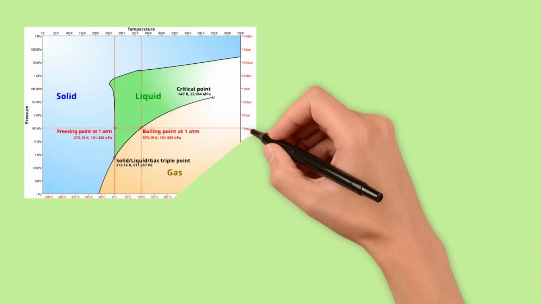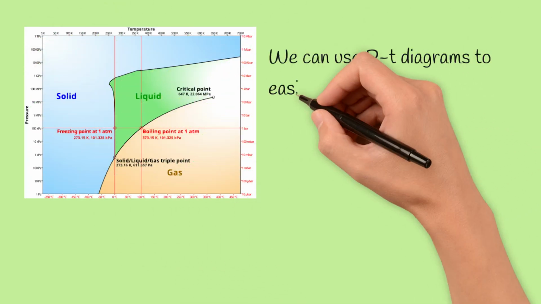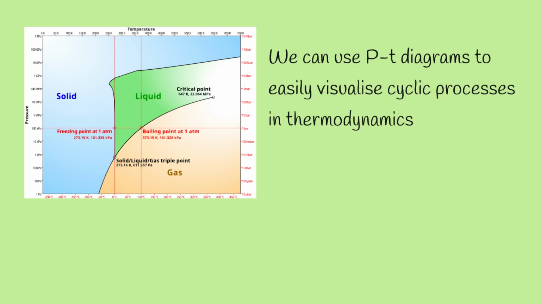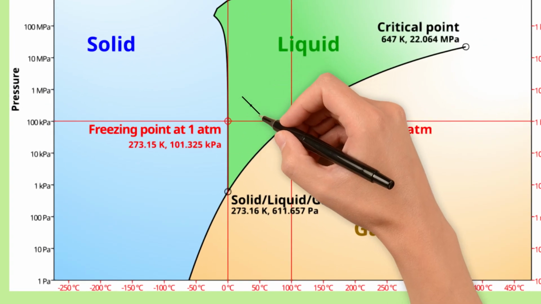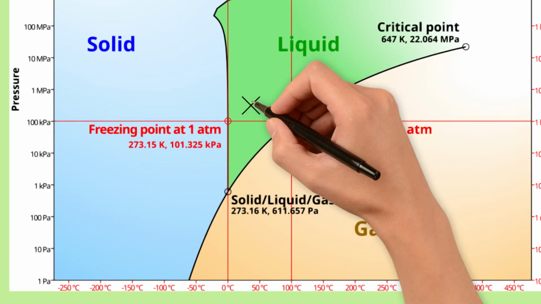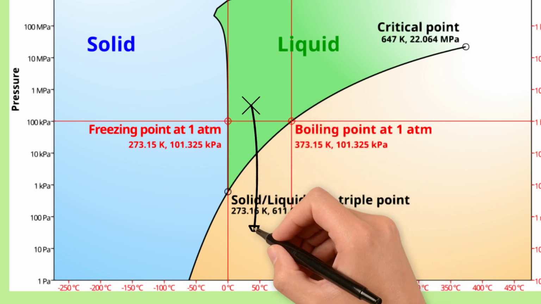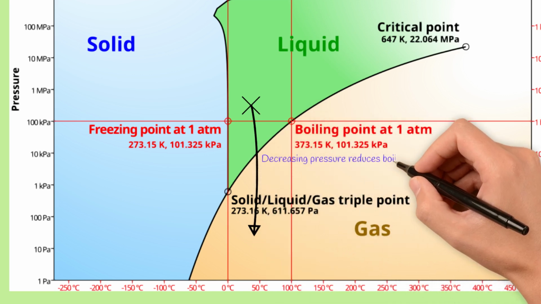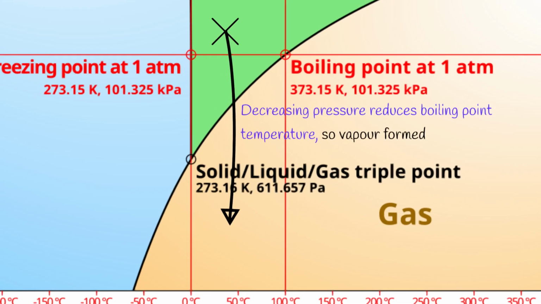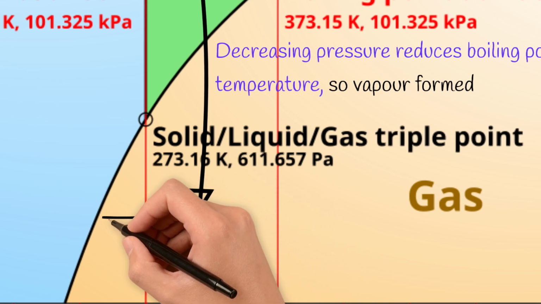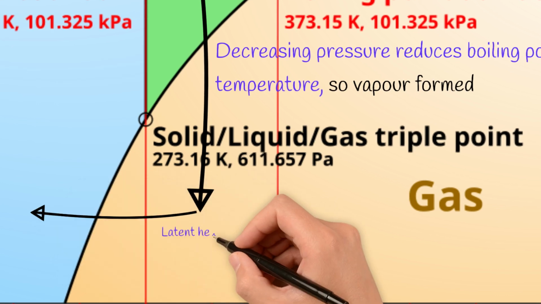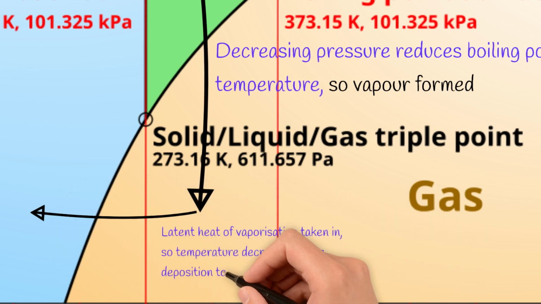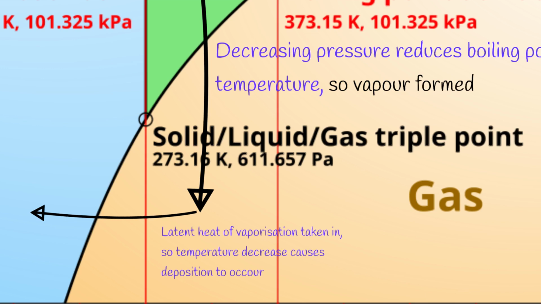We can also use PT diagrams to easily visualize cyclic processes in thermodynamics. So let's start off with a substance in its liquid phase and decrease the pressure to boil it into its vapor phase. Due to the bonds being broken in phase change, latent heat is taken in from the surroundings, causing a temperature drop, which as a result causes deposition to occur.